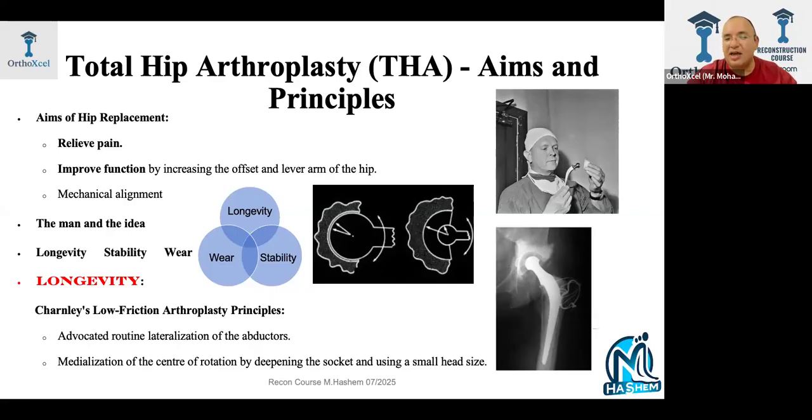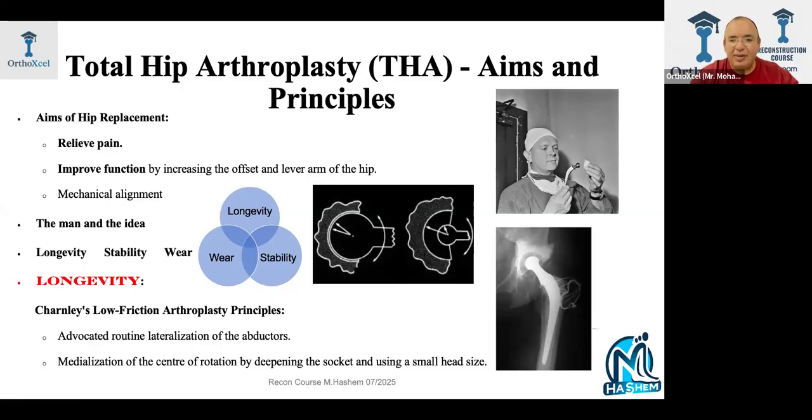So it reduces the stresses coming from the abductor to maintain the pelvis in equilibrium in front of the body weight forces. So it reduces the joint reaction force. So what did Charnley do with the low friction arthroplasty principle? Number one, he used the small head, so less friction between the head and the insert, so less stresses over the cup cement interface, so more longevity for the cup.